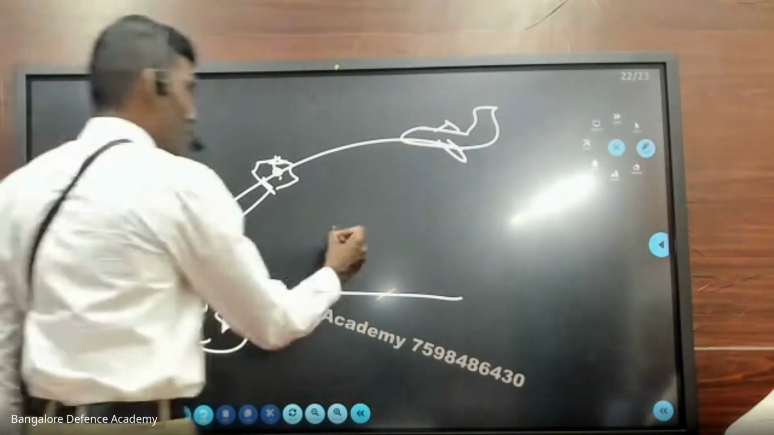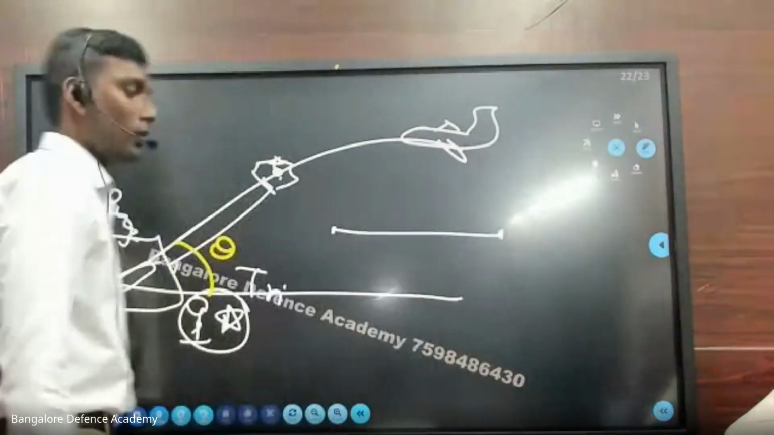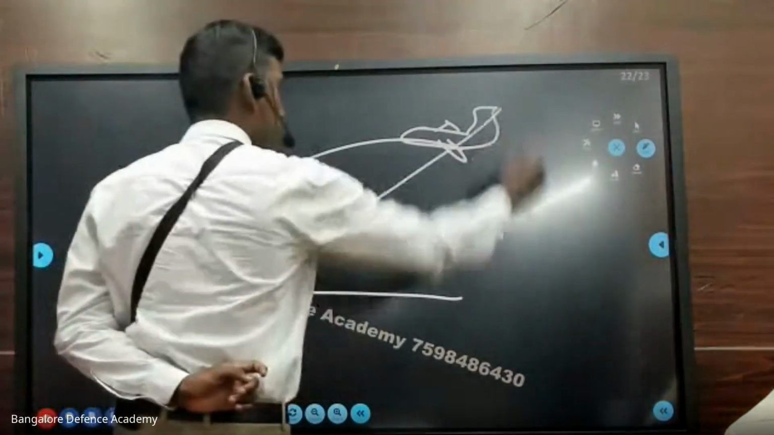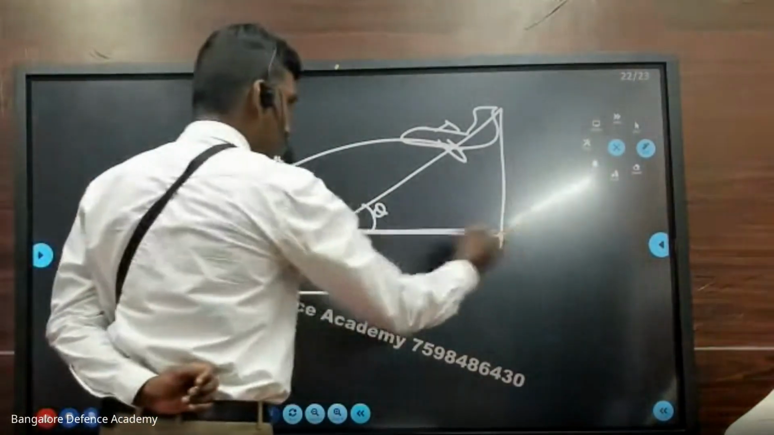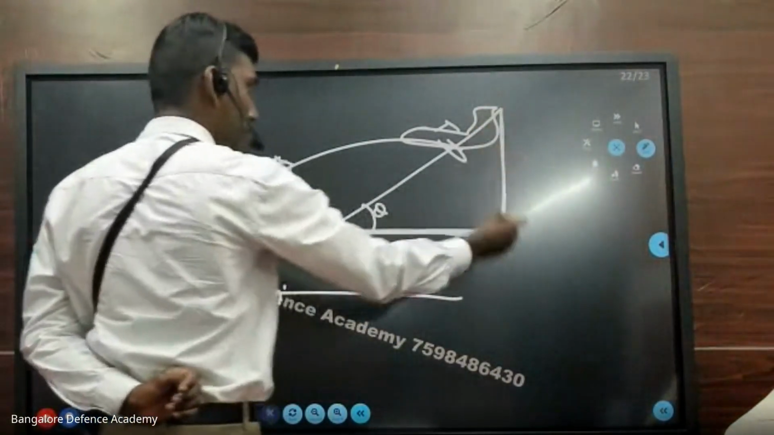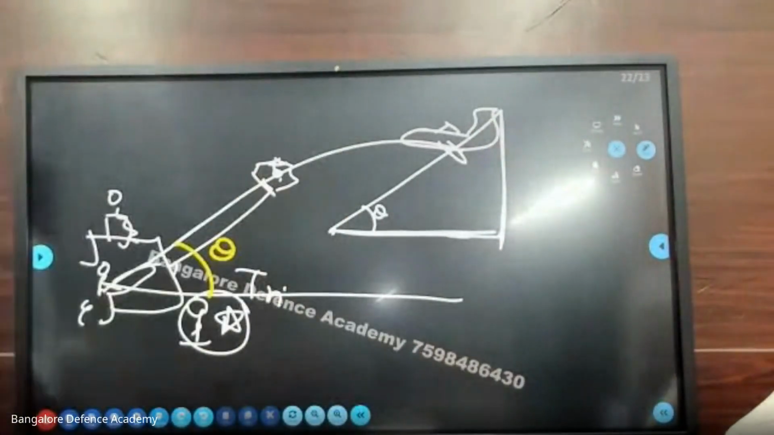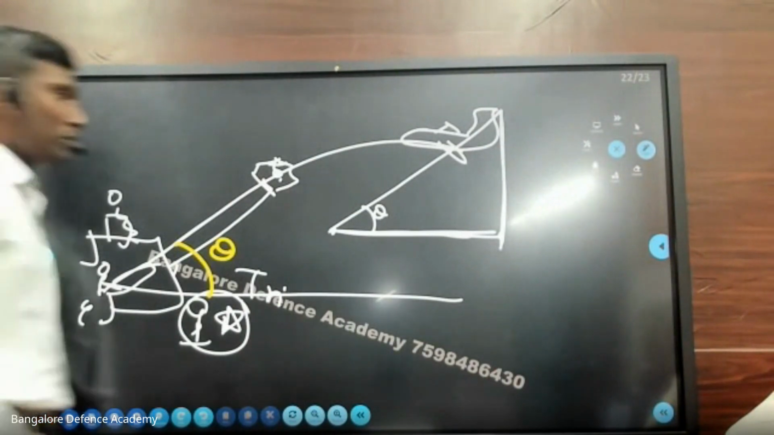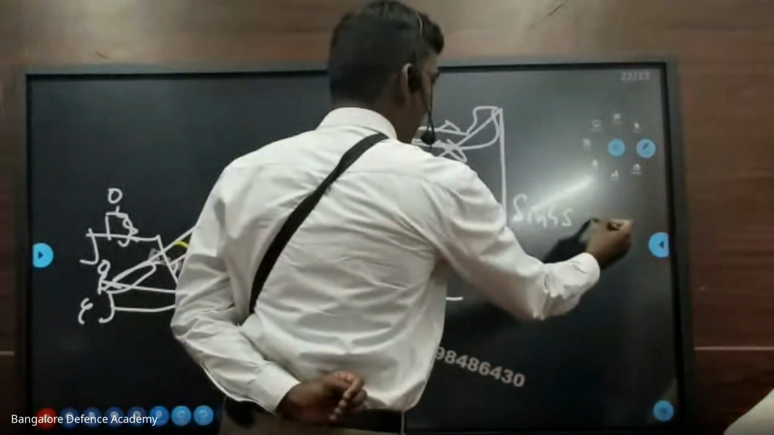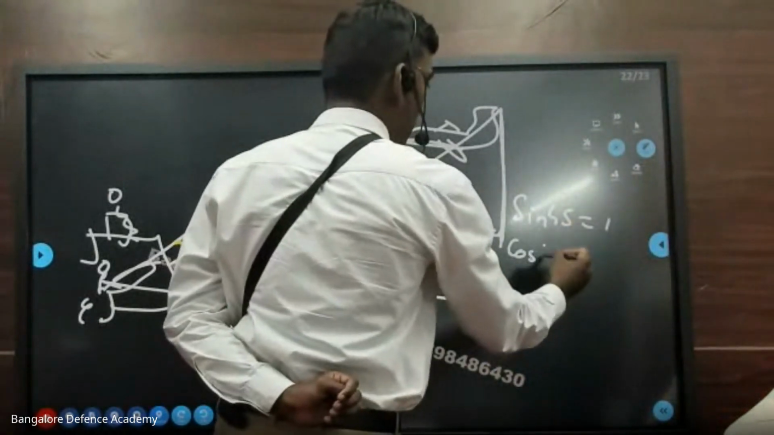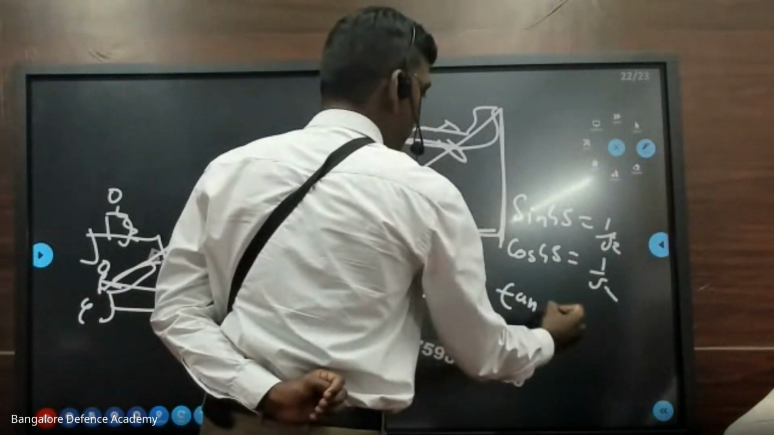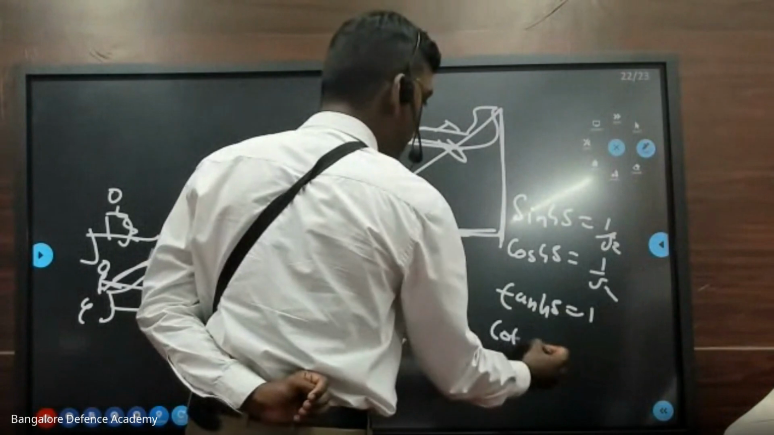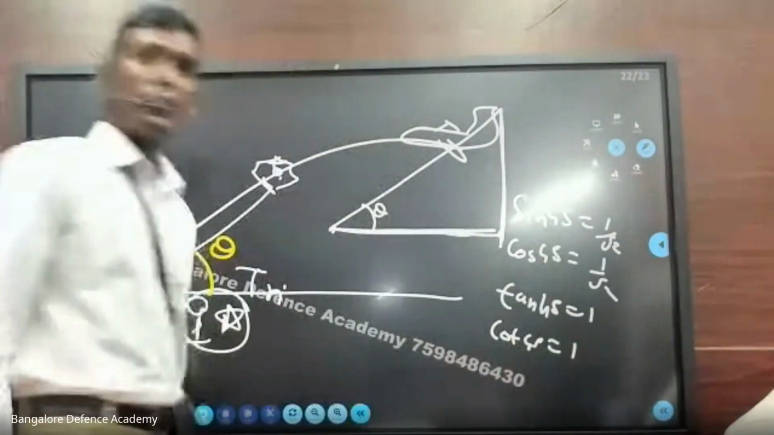Look at this. This is the starting place and this is the ending place. This is the distance travelled and this is the angle. Yes or no? This is the angle. So this is adjacent and this is opposite. What is adjacent by opposite? Okay. Now if you see these values, sine 45 is 1 by root 2, cos 45 is 1 by root 2, tan 45 is 1, cot 45 is 1. Okay, secant, cosecant, you can understand.